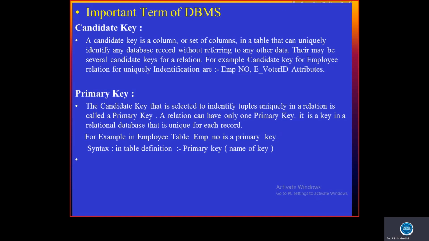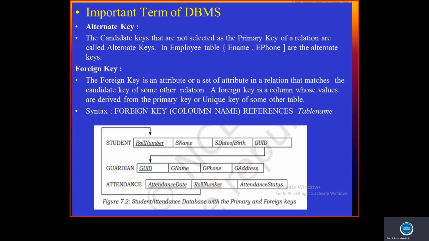Now candidate key is a column or set of columns in a table that uniquely identify any database record without referring to any other data. Candidate key is a set of columns which are unique for every record. And out of these candidate keys, we will select any one column or key as primary key. For example, you have employee number, employee voter ID, employee Aadhaar card, employee registration number. All are unique, but any one we have to select as primary key for the table. So these are the concepts of candidate key and primary key.